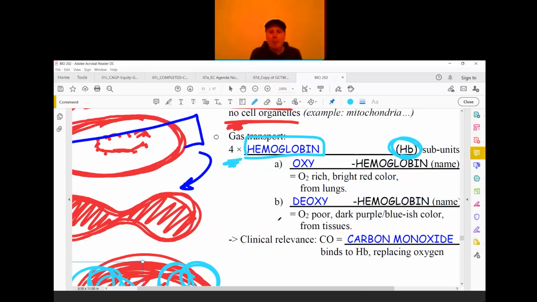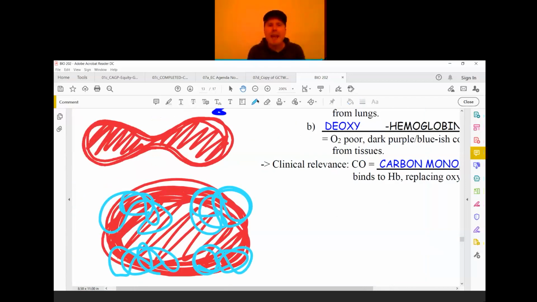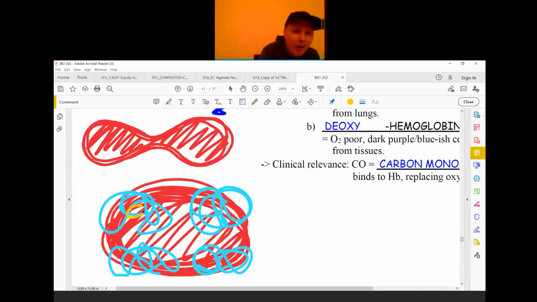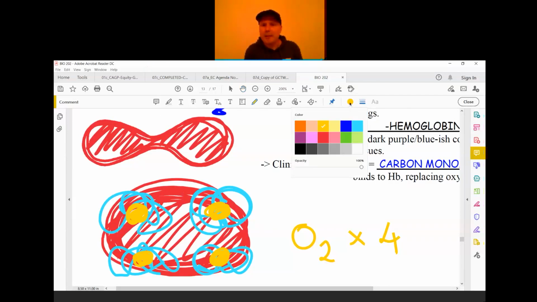Well, what hemoglobin does and why it's so important for us in a discussion of the red blood cells is that every hemoglobin can carry 1 oxygen atom. So a single red blood cell can carry in total 4 oxygens. And we had 4 hemoglobins.